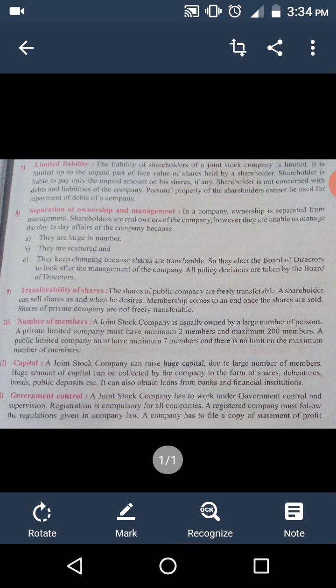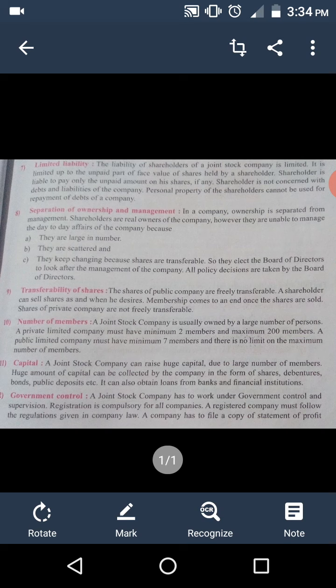The liability is limited up to the unpaid part of the face value of the share held by a shareholder. What is meant by face value and what is meant by unpaid part of face value? Face value means the value which is written on the memorandum of association of the company and the share certificate of the company. This is known as face value.